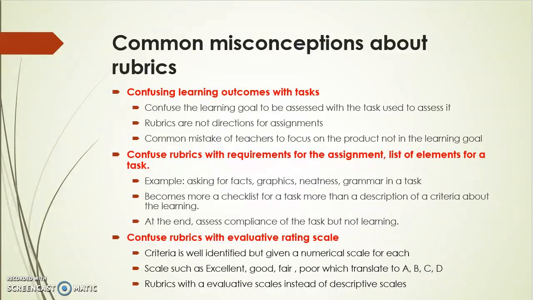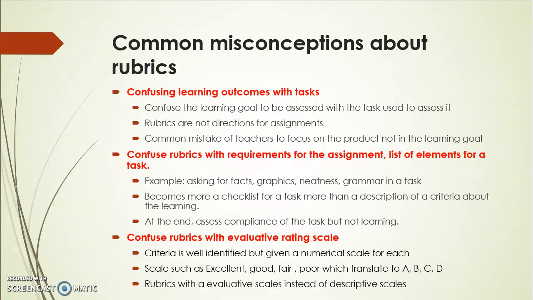Another big misconception is that we confuse rubrics with the requirements for the assignment, and what we do is that we list the elements for the task. For example, we ask for facts, graphics, and neatness, grammar, and this is more like a checklist for a task, more than a description of criteria about the learning target. So at the end, we assess the compliance of the task, but not the learning.